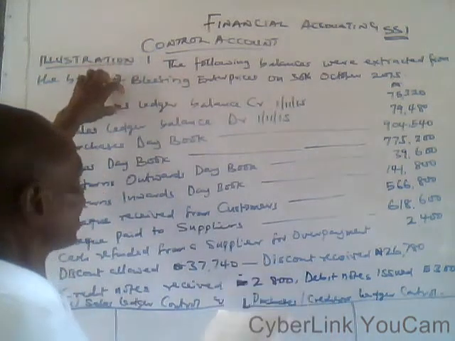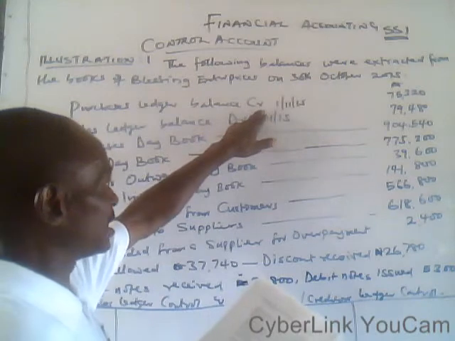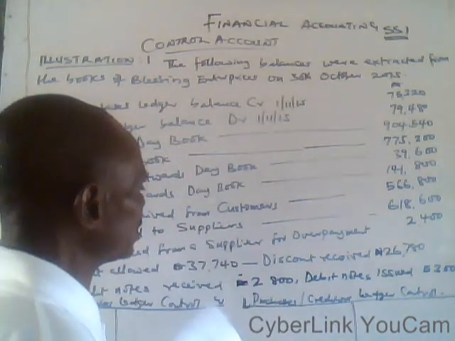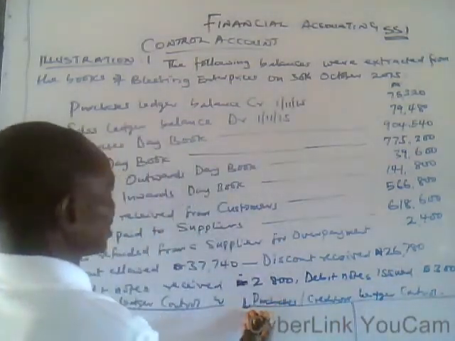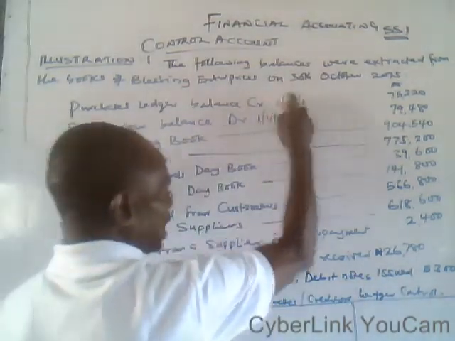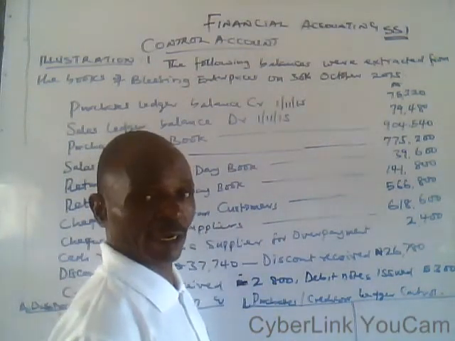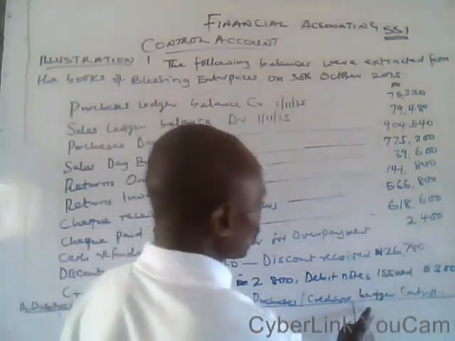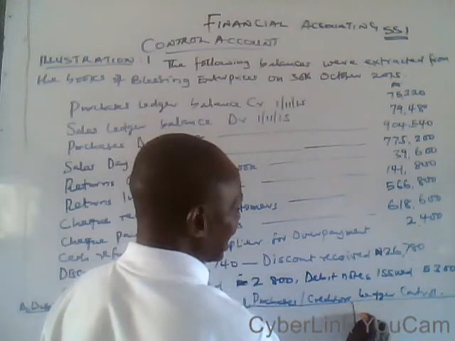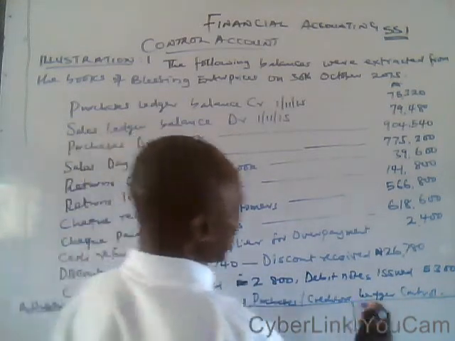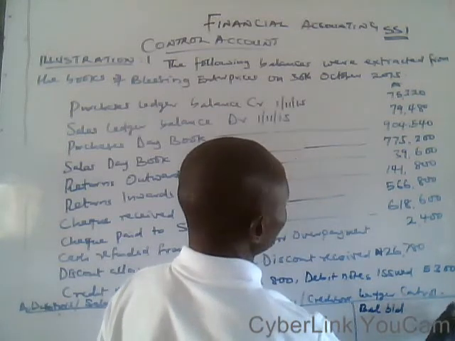And the first item, we have a purchase ledger credit. Remember, you have the credit side and you have a debit side. And you have an opening balance. The opening balance, that is the creditors account, must have the credit balance, and therefore you move to the credit side, write the opening. You have a balance brought down on the credit side of the purchase ledger control account.